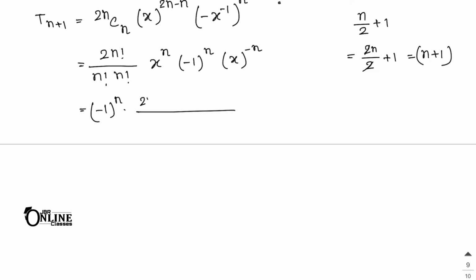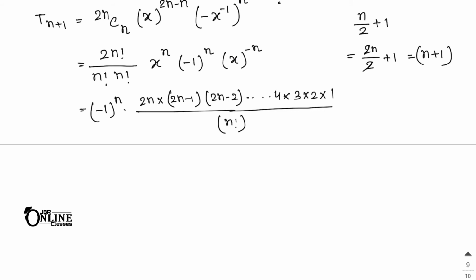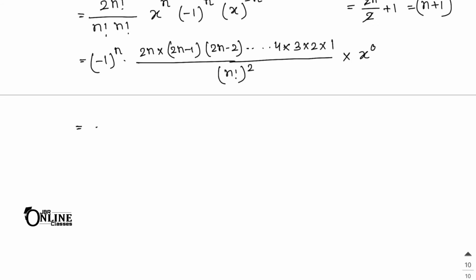You can write down here 2n, then next one 2n minus 1, after that 2n minus 2. Okay, in this way the last one will be here 4 into 3 into 2 into 1, and here in denominator you have n factorial square. Okay, so now next one here x to the power n into x to the power minus n, it will be 0, so that means x to the power 0, so it will be 1. So here minus 1 to the power n.